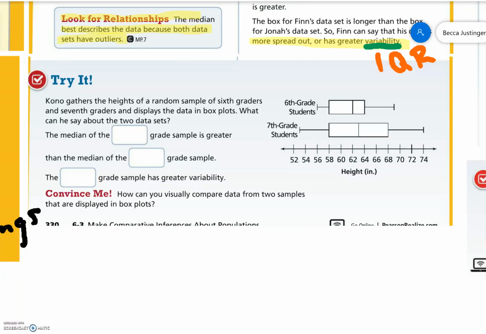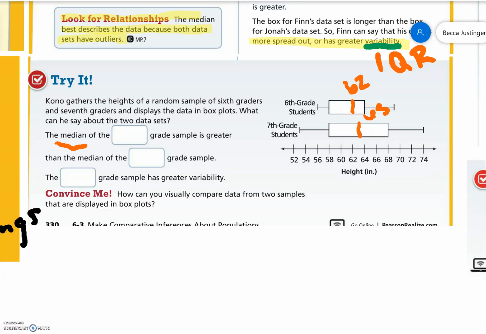Let's try it. Kono gathers the heights of a random sample of 6th graders and 7th graders and displays the data in box plots. What can he say about the 2 data sets? So the first thing we're trying to do is the median. The median is 62 for 6th graders. And the median for 7th graders looks like it's between 62 and 64, so I'd say that's 63.